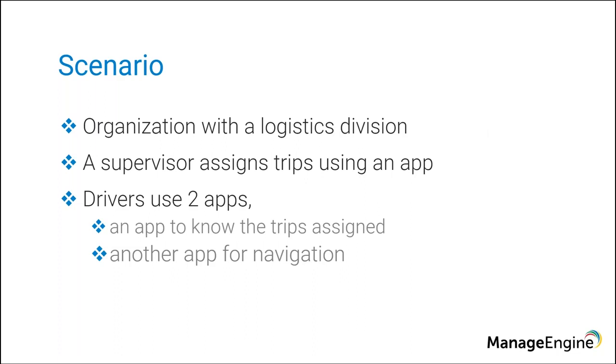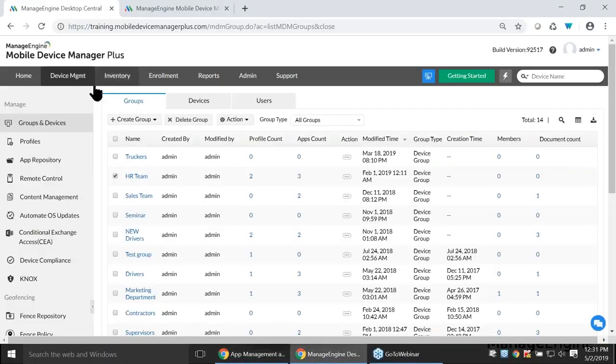I am now running a logistics division, I would call it, under an organization, and I have two scenarios to meet. One is a supervisor who assigns a trip using just one application, and the second is where the drivers would have a particular device which has two applications in it. One is to know what trips have been assigned to them, and another one is just for their navigation purposes. So how do I go about doing that?